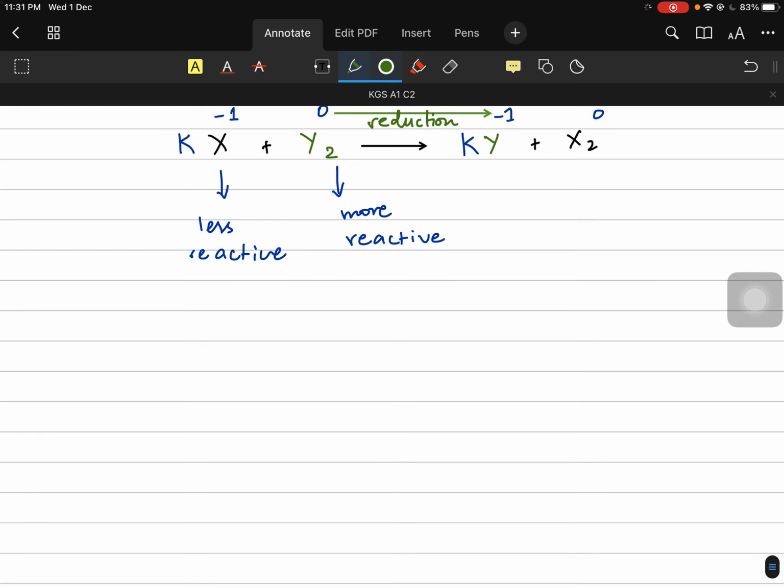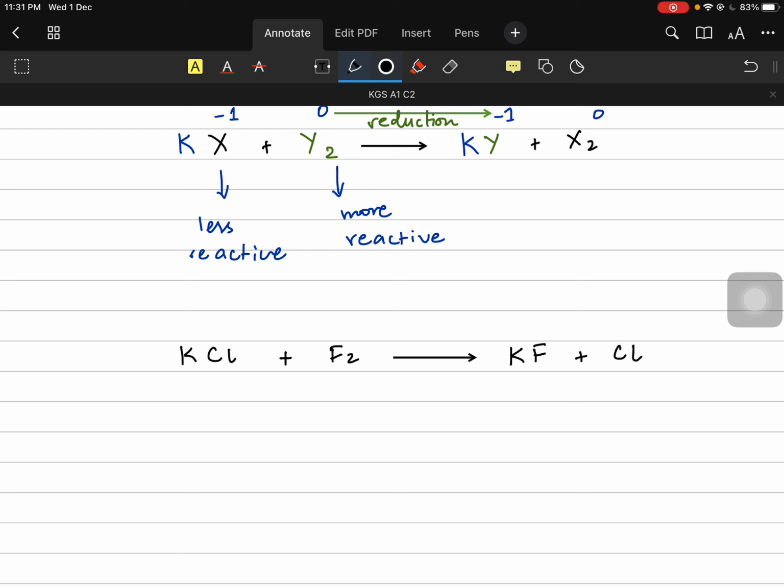Let's try out an example. For example, we had potassium chloride and fluorine comes in. Since fluorine is more reactive, what will happen? Fluorine will make the negative charge more easily to make a compound. Potassium would be like, I want to be with fluorine because fluorine is more reactive, so it makes potassium fluoride and it separates the chlorine.